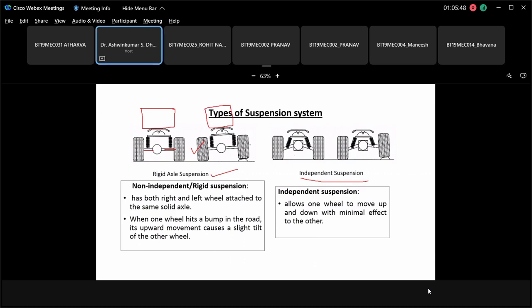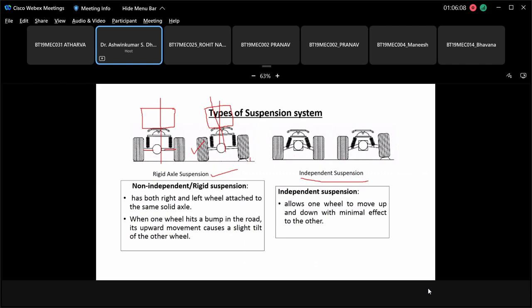That means you will feel this particular rise just by the tilt angle, whereas on the plain road it is vertical. Now this vertical axis will get slightly tilted like this. So that is the issue with the rigid axle suspension system.